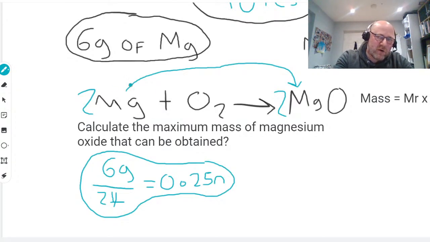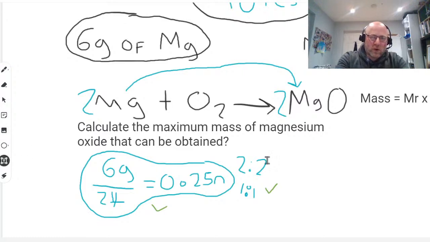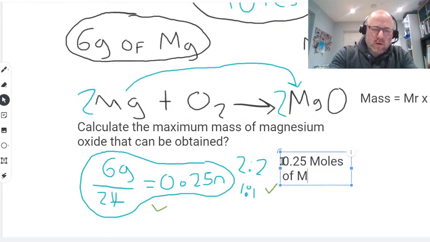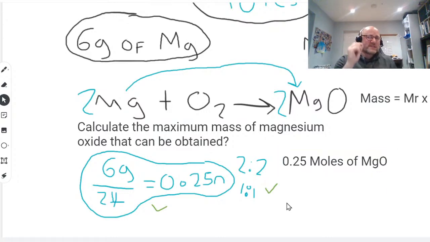We look at the ratio of magnesium to magnesium oxide. Once you know the moles of one thing in an equation, you know the moles of everything else. The ratio is 2 to 2, which I can simplify to 1 to 1. Just by writing the ratio, you probably are going to secure yourself the second mark. So the ratio is 1 to 1, 2 to 2, or 1 to 1. This means that I have 0.25 moles of MgO as well. So now you've used the ratio and that scores the second mark. Sometimes they're 4 marks, but we've used the ratio.